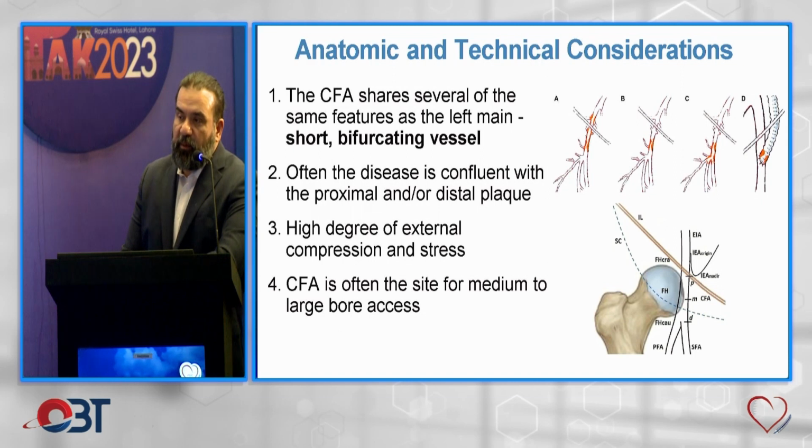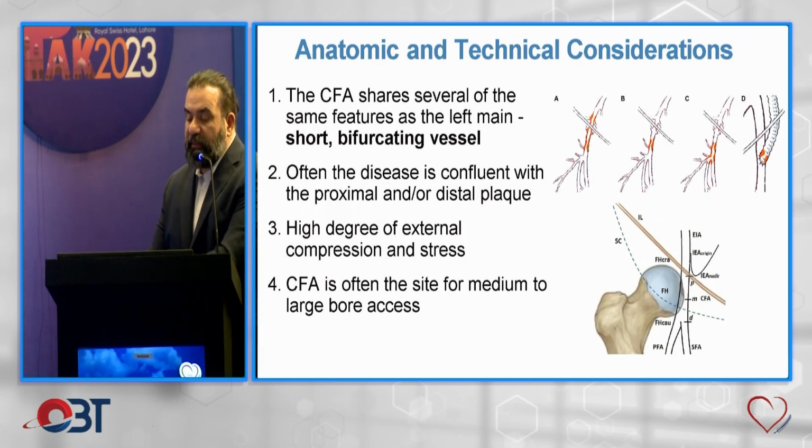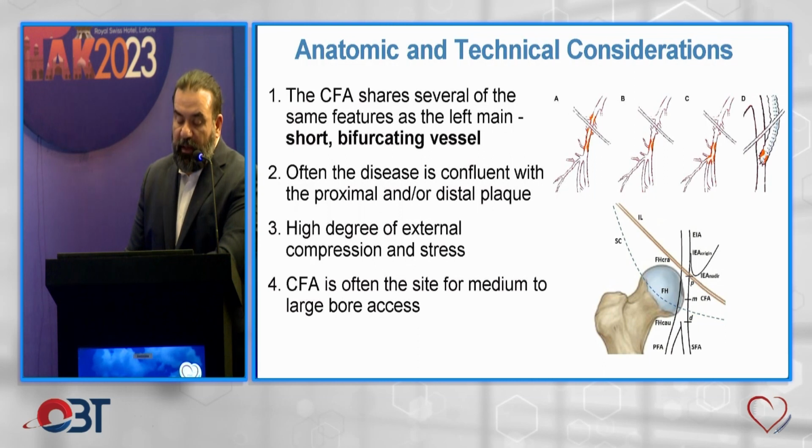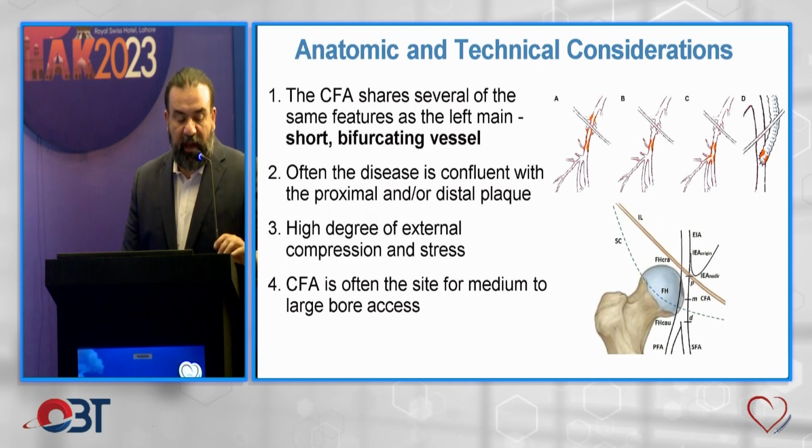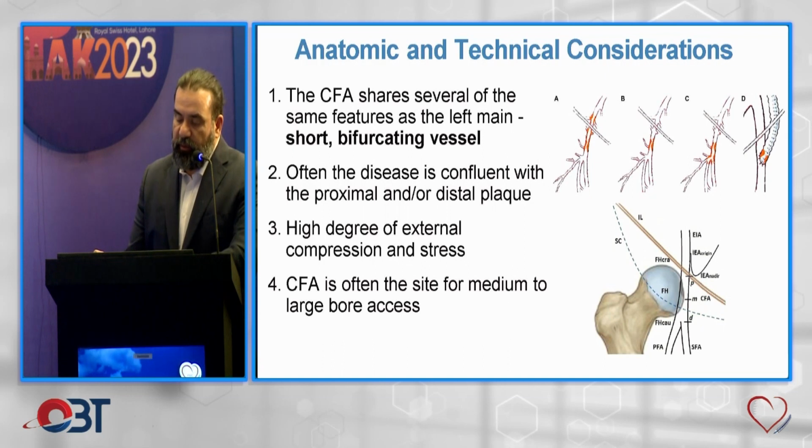On the side, there's a scheme that was actually devised by the surgeons to describe the 4 types of CFA disease. This does not have any clinical or prognostic implications. However, just to tell you that type B is less common, and more commonly either patients fall into type A or type C, where you have extension of disease both above and below. There's a high degree of external compression and stress. There's always this concern about leaving stents there and the risk of fracture. And CFA is often the site for medium to large bore access. So many times you have to use the groin for procedures in the patient's future.